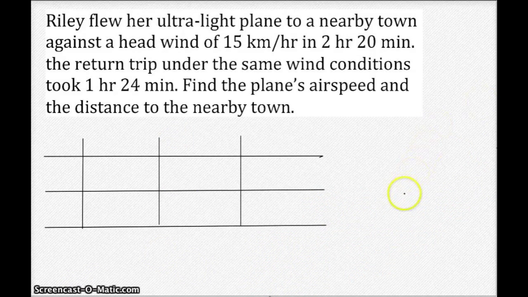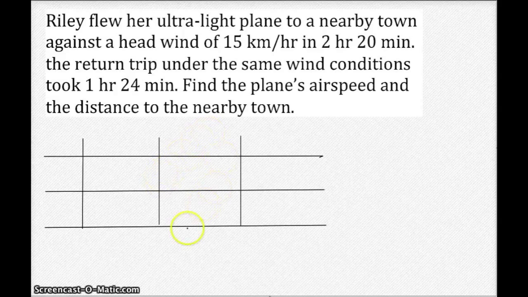This is a distance equals rate times time problem. Riley flew her ultralight plane to a nearby town against a headwind of 15 kilometers per hour in 2 hours and 20 minutes. The return trip under the same wind conditions took 1 hour 24 minutes. Find the plane's airspeed and the distance to the nearby town.